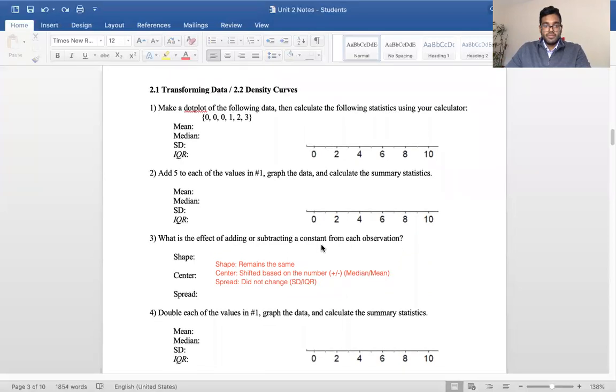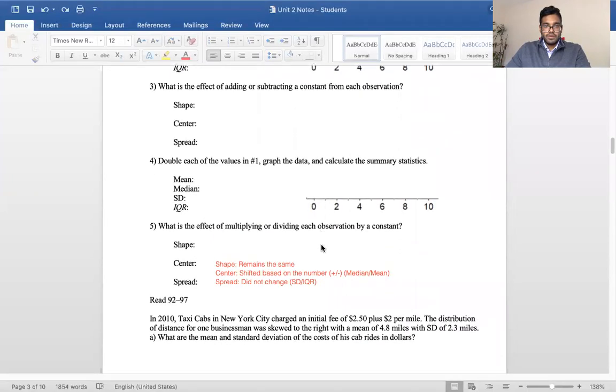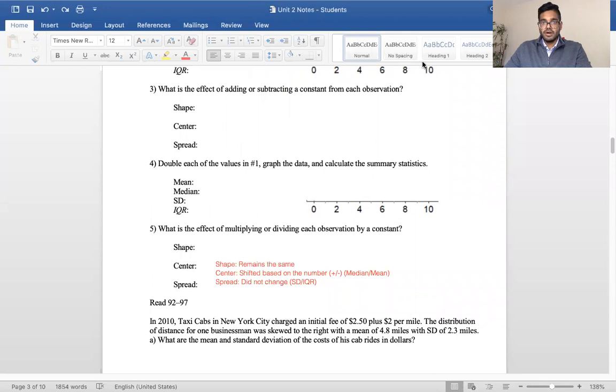Okay, so now scroll down. Last few things here. We're going to do the same sort of deal, but this time we're going to multiply by a number. So we're going to double all the values. We're going to have the set of numbers 0, 0, 0, 2, 2, 4, and 6. Take all the ones from the original set at the top and just multiply everything by 2.